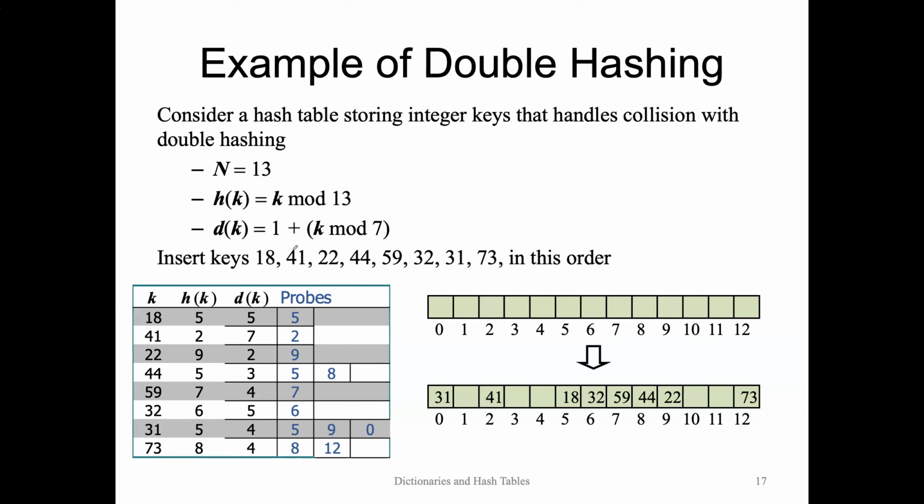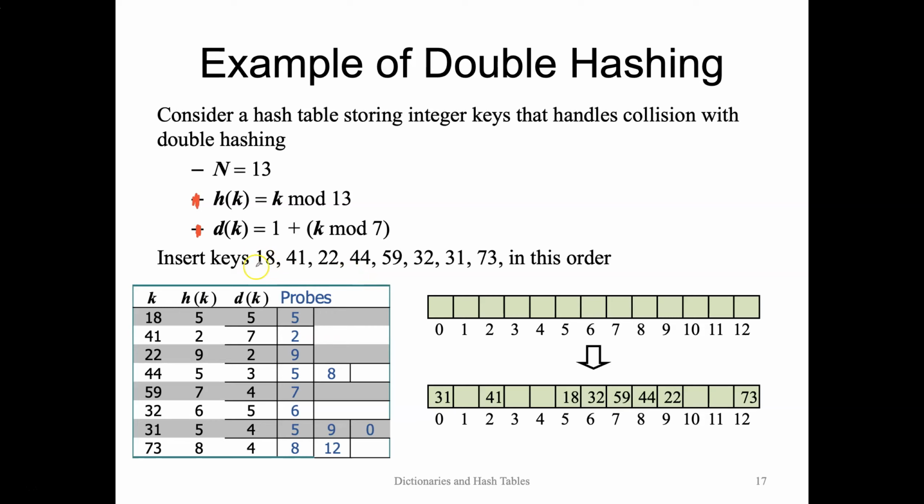So let's see an example of this. Let's say we have a hash table of size 13, which means it's indexed from 0 to 12, so we've got 13 elements. And we have two hash functions. This is our first hash function, our primary hash function, and this is our secondary hash function. We're going to insert the following keys in this order. This will start off looking like what we did before. The only difference will be when we encounter a collision, where we place the next item.